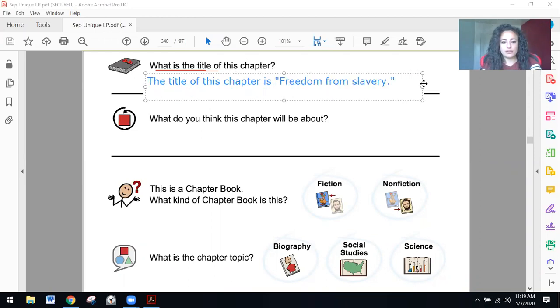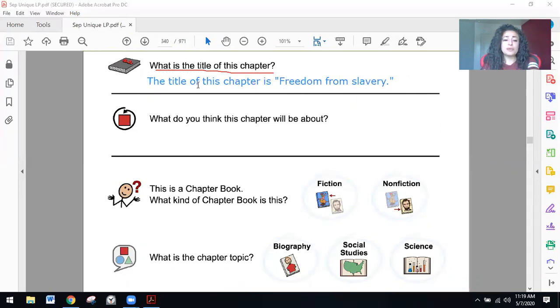And let me put it there so you can get it. The title of this chapter is Freedom from Slavery. What do you think this chapter will be about, guys? So we cheated a little, we read it already. So we can make a more accurate, we can say guess, because we read it. So we already know what the story is about.